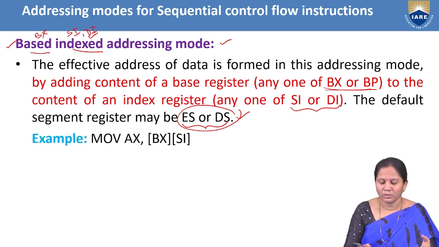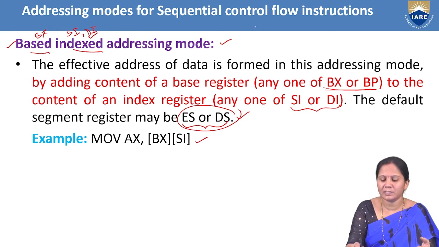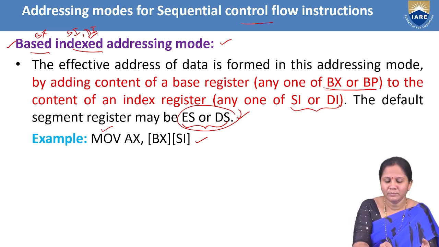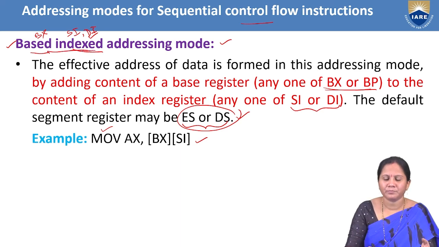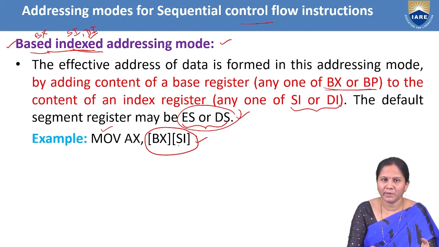Now, you can consider this example as a based index addressing mode. This based index addressing mode comes under sequential control flow. That is why only data transfer, arithmetic or logical instructions should be used to represent this addressing mode. Here in the based index addressing mode, base and index registers are specified as a part of an instruction. Here BX is a base register and SI is an index register. These two together will give the offset address.